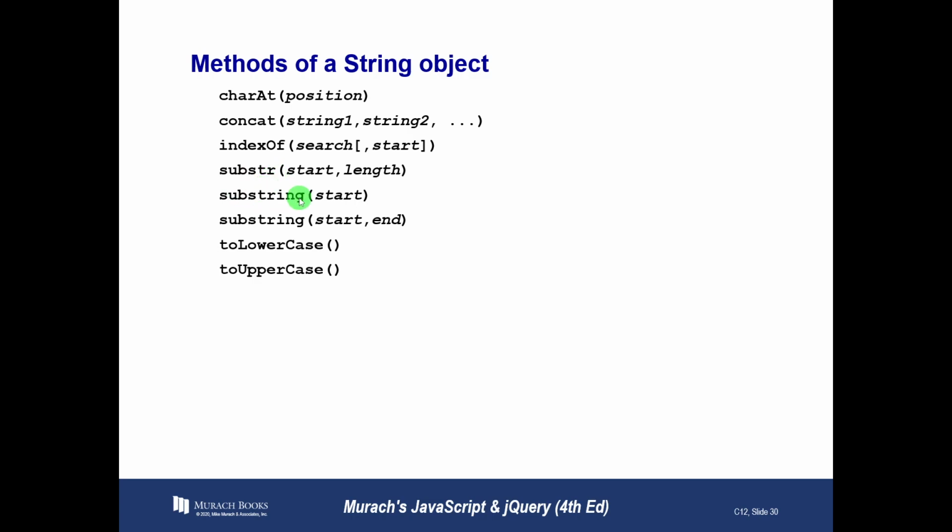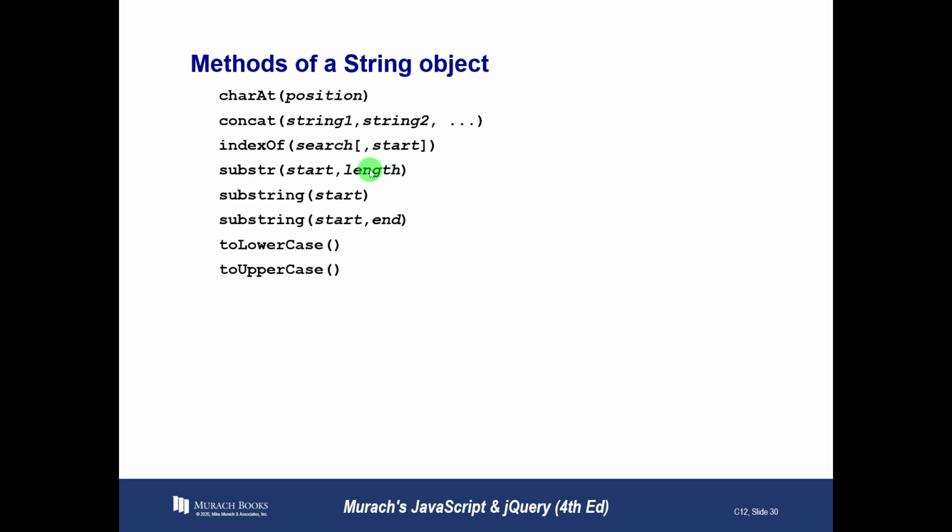Here's another substring function. It's the full word, written out substring, and we give it a place to start. Alternatively, we can give it a start place and an end. So what is the difference between this substr and this substring? These two are the same function. Substring, we can tell it where to start and it will go all the way to the end, or we can tell it where to start and where to end. This one, we tell it where to start and how many characters we want to pull out.